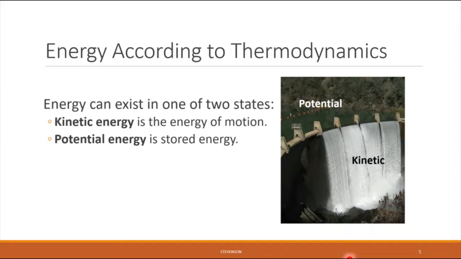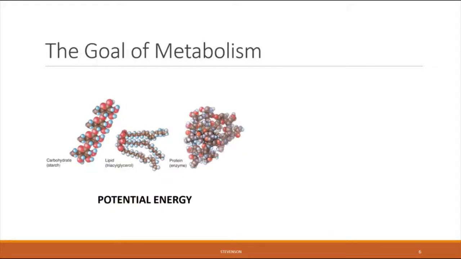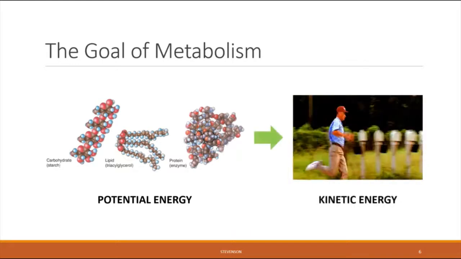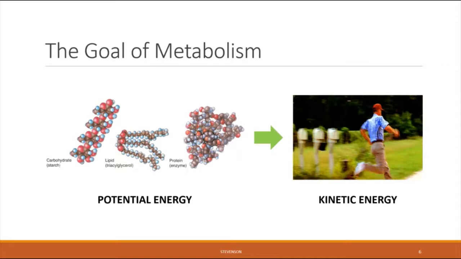And so we consider that to be stored energy or the stored capacity to do the work of falling. Obviously, then from this example, energy can be converted between these two states because the potential energy of water that is located at the top of the dam turns into kinetic energy the moment that it flows over the edge. So the overall goal of metabolism has to do with converting potential energy found in nutritional molecules into kinetic energy that can be used by organisms to do all the things that they need to do.